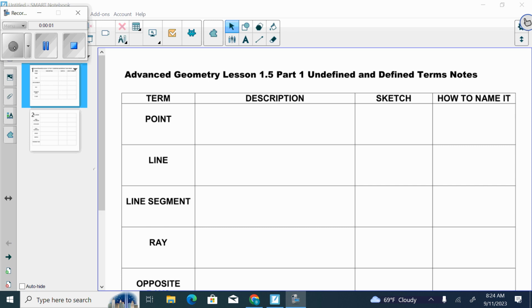Point. Can anybody tell me what a point is? Any guesses? Any arguments? Okay. It is a specific spot or dot, right? What it does is it defines a specific location, right? So this would be an exact location in space with indefinite shape and size.